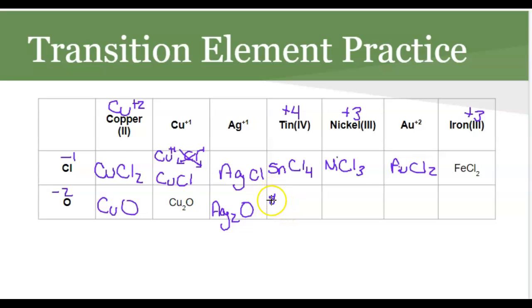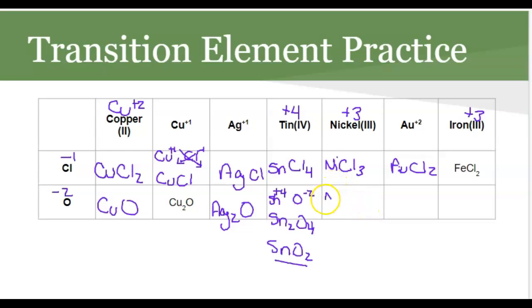Tin is a +4, and oxygen is a -2. So utilizing that crisscross method, I would end up with Sn2O4. You could also simplify that if you want and make it SnO2. These two are both the same thing. This is just the more simplified version.